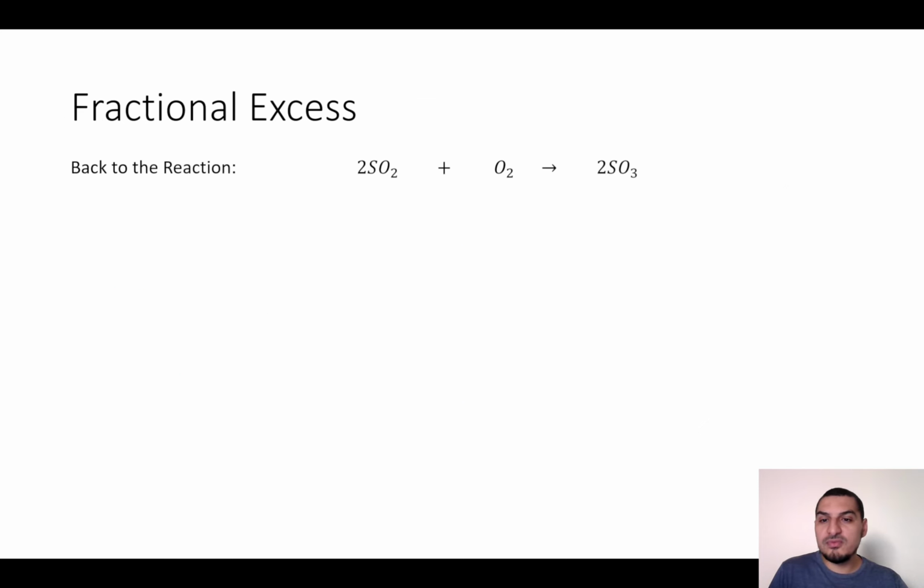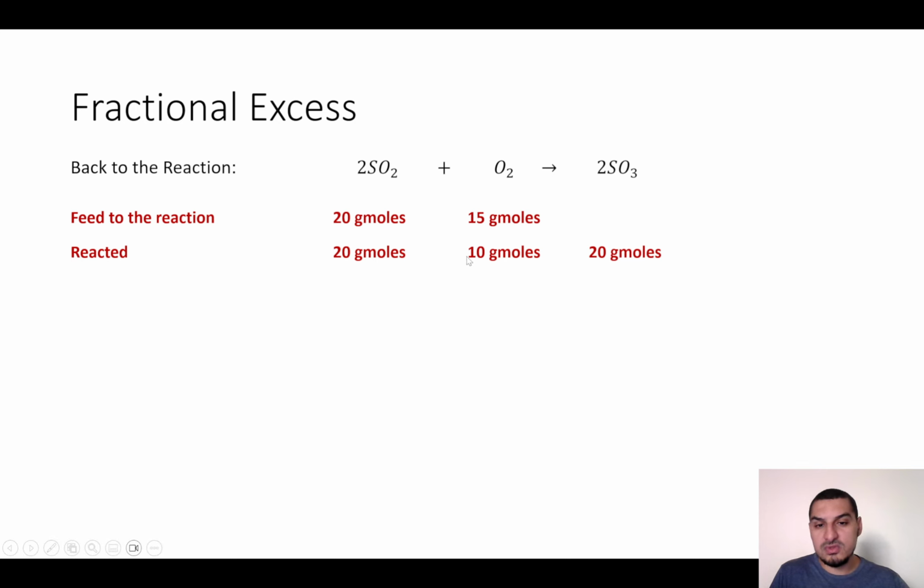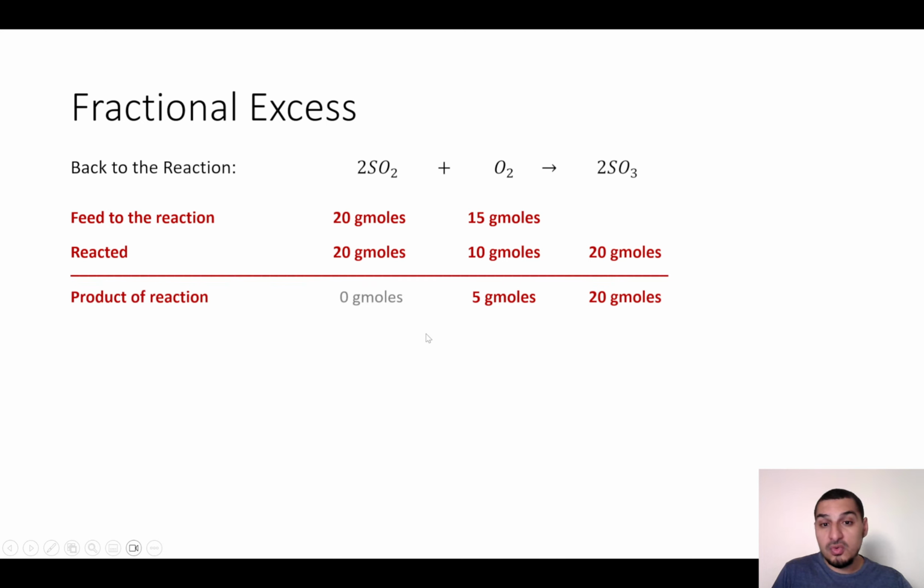So let's say for this reaction with the same quantities that we said, we have 20 gram moles and 15 gram moles, and we said that the 20 will be totally consumed and they require only 10 gram moles, producing 20 gram moles of SO3, and the product would be no SO2, 5 moles of oxygen, and 20 gram moles of SO3. So there is what we call the fractional excess.